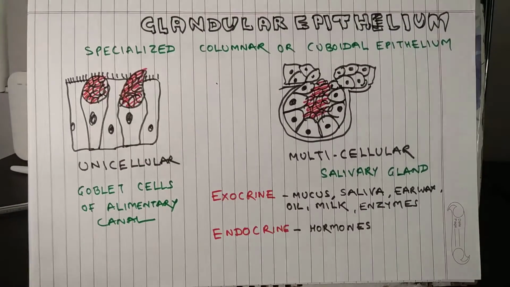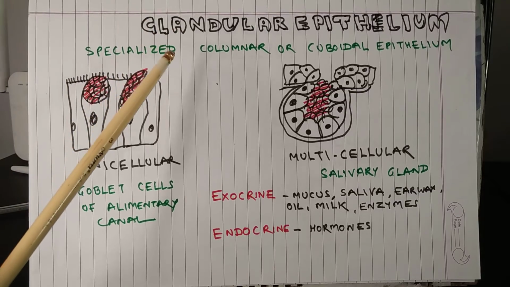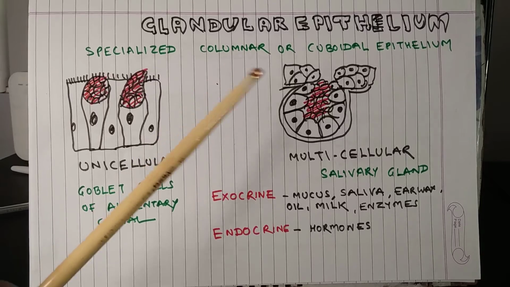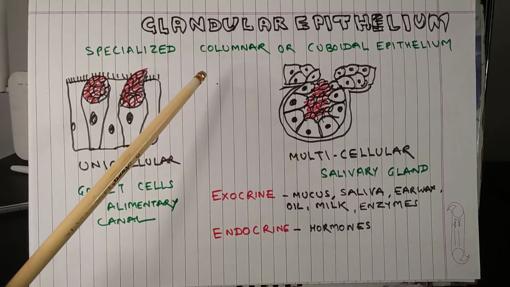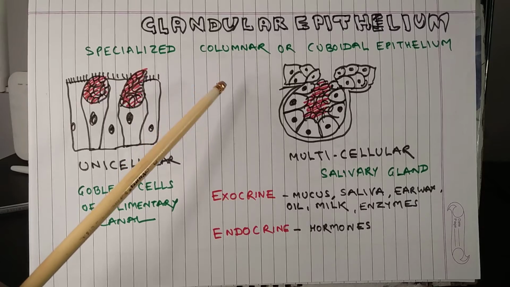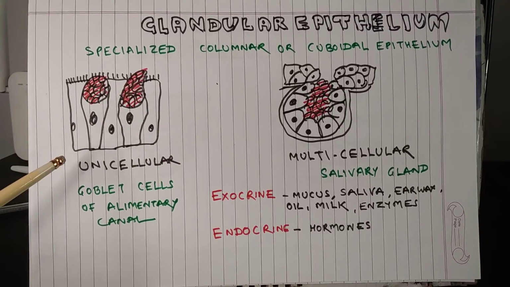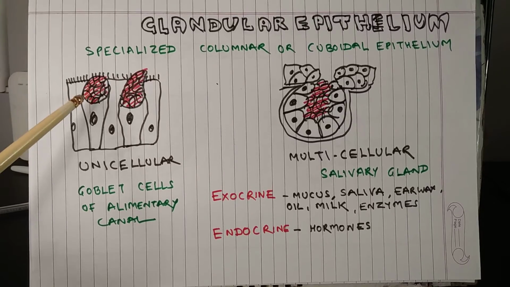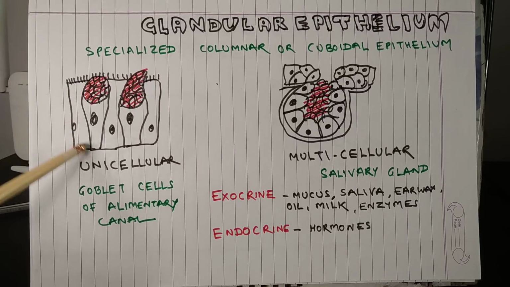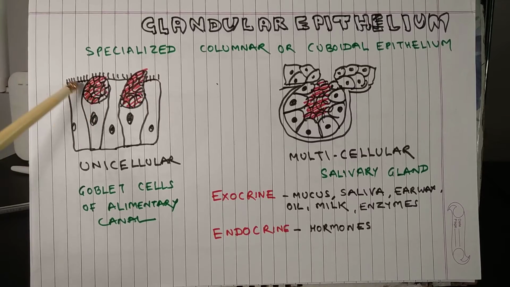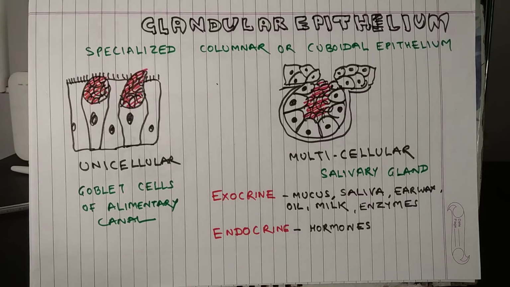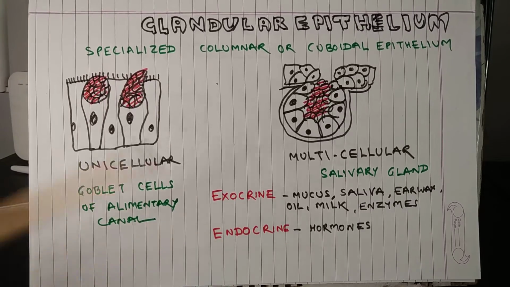Glandular epithelium. Some of the columnar or cuboidal epithelium become specialized and they perform the role of glands. They secrete some substances. These are called glandular epithelium. There are two types, unicellular and multicellular. In case of unicellular, a gland is composed of a single cell. So this is a cell, this is the nucleus, and this is the glandular portion. This is another cell, this is the gland. Example is goblet cells of alimentary canal.